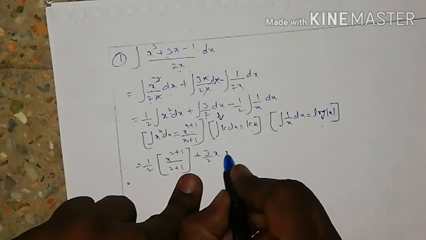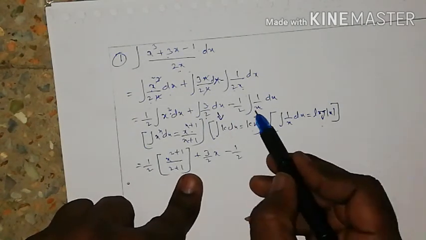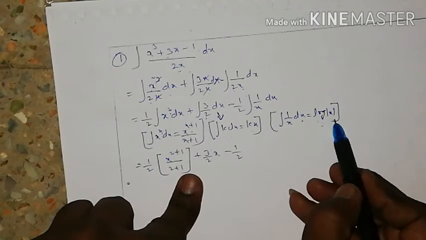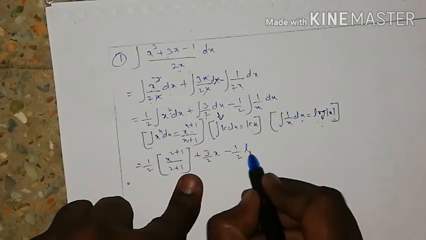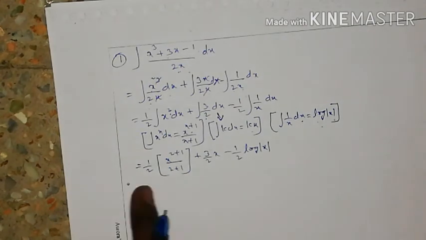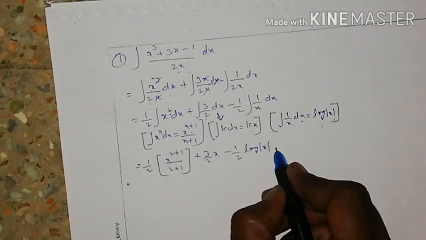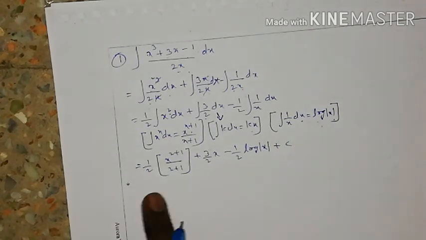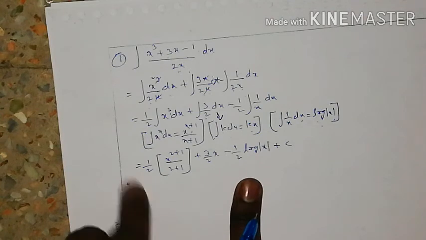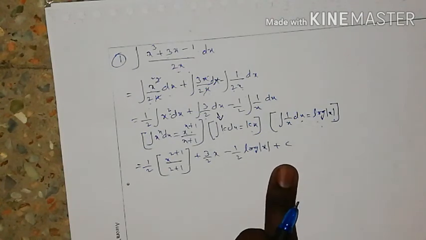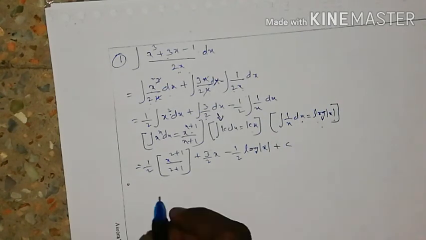Next, minus 1 by 2 into integration of 1 by x. Integration of 1 by x dx is equal to log mod x. So write log mod x. Clear. Finish. So the simplification part is over. Formula application is over. Now you have to write plus c. After completion of the application part, you have to keep plus c. Right. Now simplify this one.